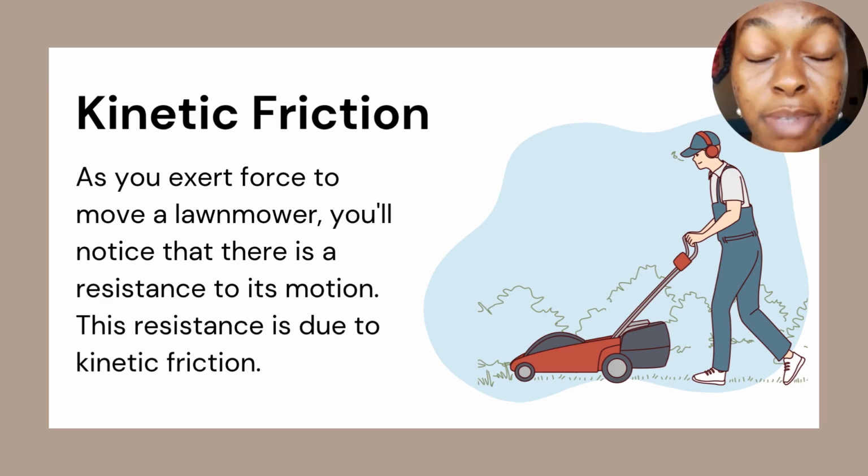So the next is kinetic friction. This is the friction possessed by an object that's already moving. So looking on the slide, you see a lawnmower. As he exerts force to move this lawnmower, you will notice that there's a resistance to its motion. And that resistance is what is caused by kinetic friction.